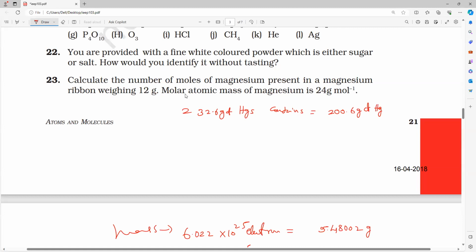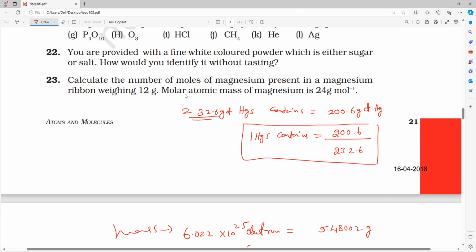Now, can you tell me how much mercury 1 gram of HgS contains? This is 232.6 grams. Then 1 gram contains 200.6 divided by 232.6 grams. Am I right or wrong? This will come this side. Is it okay, guys? So 1 gram of HgS contains this much amount of mercury.